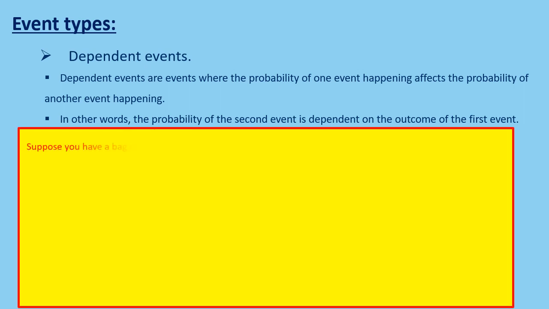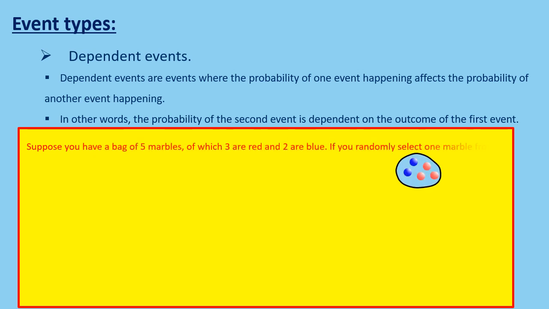Suppose you have a bag of 5 marbles, of which 3 are red and 2 are blue. If you randomly select one marble from the bag without replacing it, what is the probability of selecting a red marble on the second pick?